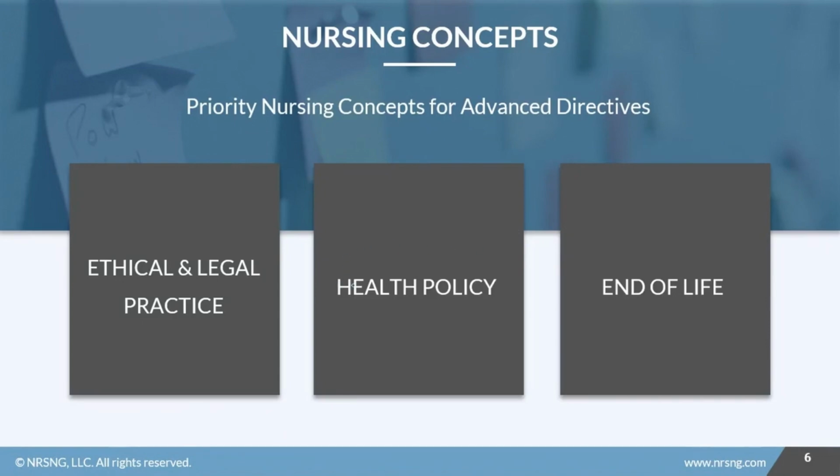So let's take a look at some nursing concepts when we talk about advanced directives. Advanced directives are a direct reflection of ethical and legal practice. They're also a product of health policy. These situations could be complicated, so it's nice to refer back to laws that help us to dictate what steps we need to take. And lastly, we're talking about end of life care, and it's not always an easy subject to talk about, but it definitely goes hand in hand with advanced directives, and it's always important to know your patient's wishes regarding their care. So you need to be an advocate for them.